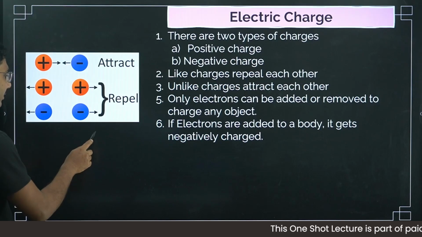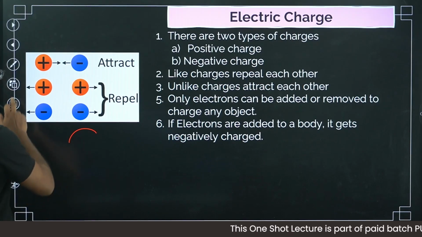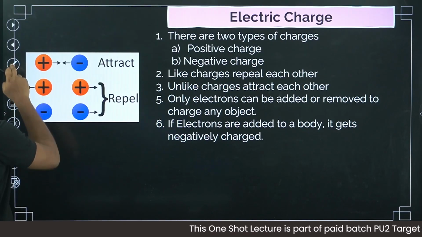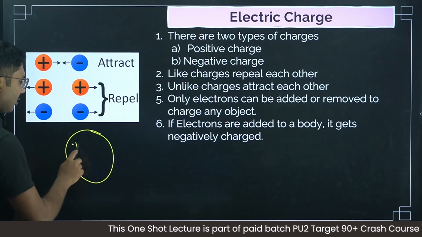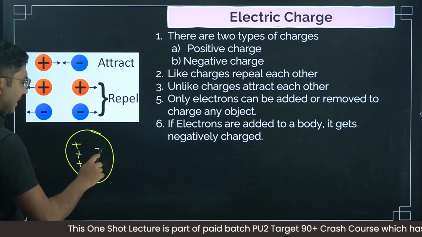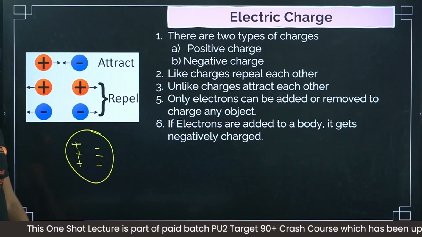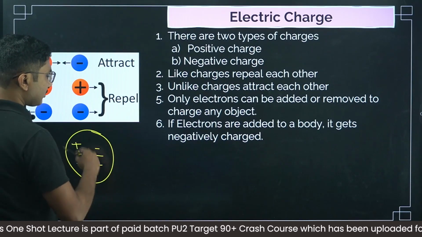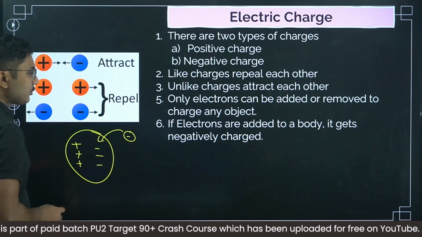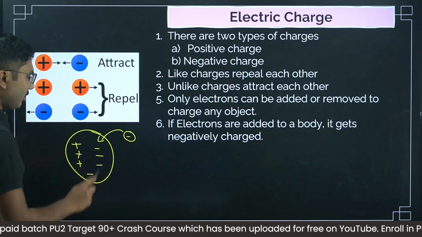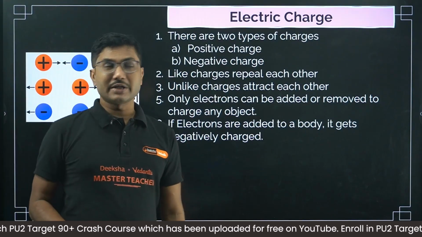Suppose we have a neutral object. In a neutral object, the number of positive charges and negative charges are equal, right? So if you want to charge this object, what do you have to do? You have to add some extra electrons to this. When you add some extra electrons, the object becomes negatively charged, right?